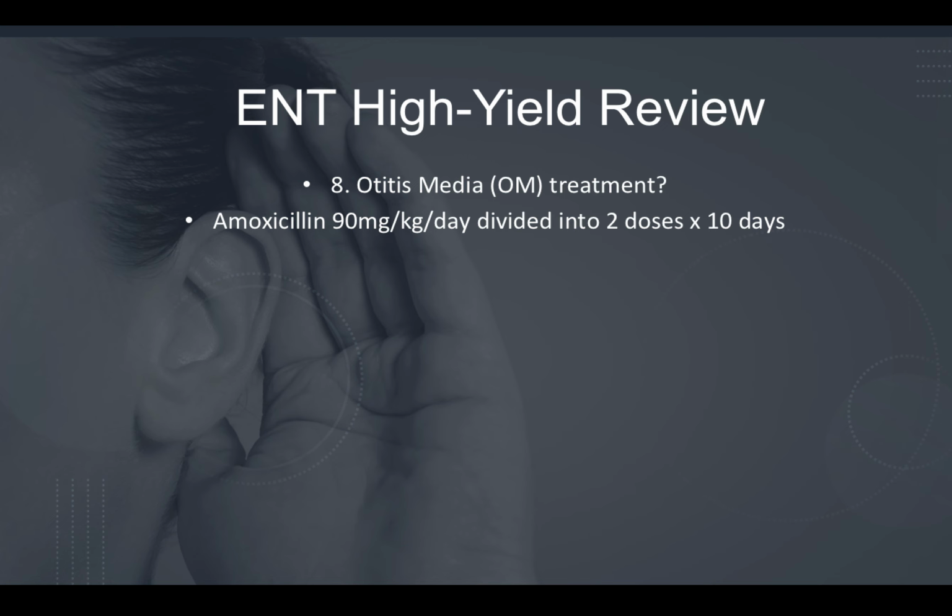I included a dosing here. Your school will likely not ask you to remember the dosing, but if you do remember the dosing for your clinical rotations, it will significantly help you to impress your preceptor and have a more successful rotation. So amoxicillin 90 milligrams per kilogram per day, divided into 2 doses for 10 days.